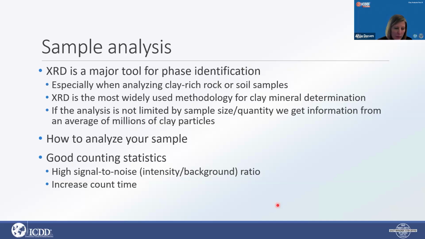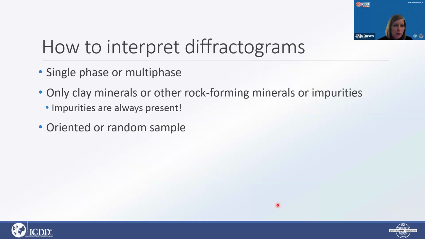So we want to make sure that we have a high signal to noise ratio, and maybe test your instrument, run several scans, see what is the best. And if you have time, depending on where you work, you want to significantly increase the count time, so you would get larger and more defined peaks.